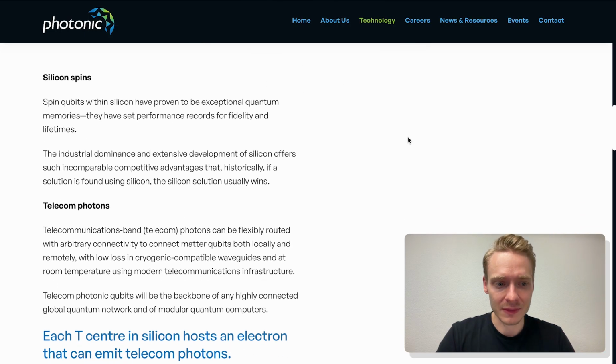So let's see what it says down here. Silicon spins. Spin qubits with silicon have proven to be exceptional quantum memories. They have set performance records for fidelity and lifetimes. The industrial dominance and extensive development of silicon efforts offers such incomparable competitive advantages that historically, if a solution is found using silicon, the silicon solution usually wins.